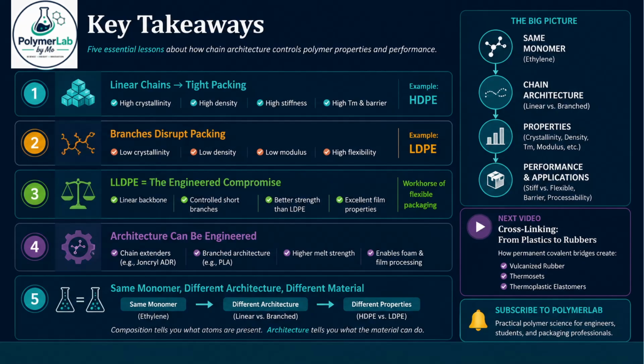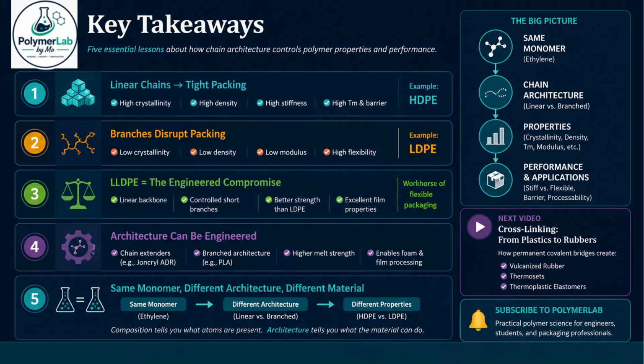2. Branches disrupt packing. Even a small number of random branches in LDPE dramatically reduces crystallinity and modulus. The lower density and flexibility of LDPE is a direct consequence of branch-induced disorder. 3. LLDPE is the engineered compromise, a linear backbone with controlled short branches from a comonomer. Better mechanical properties than LDPE while maintaining the flexibility needed for film applications, the workhorse of the flexible packaging industry.